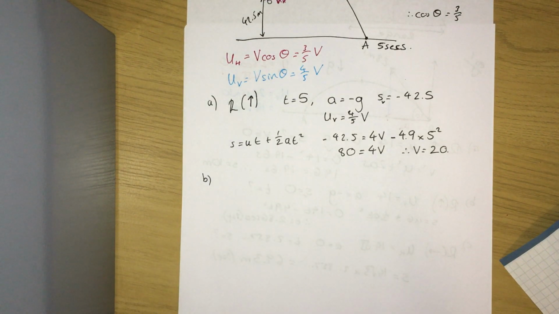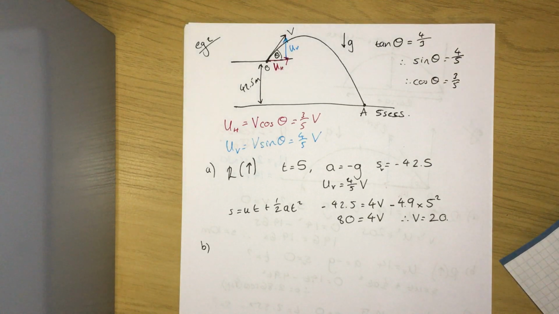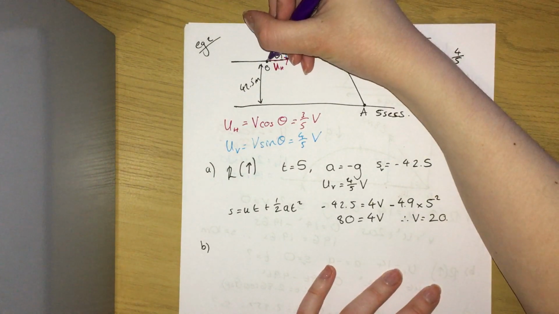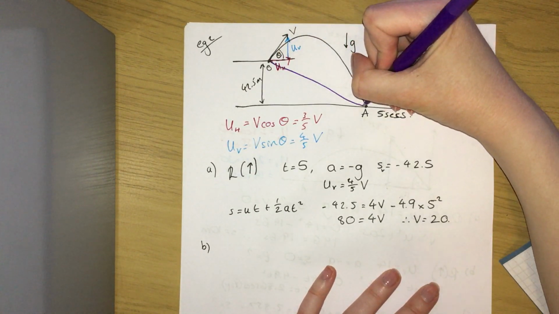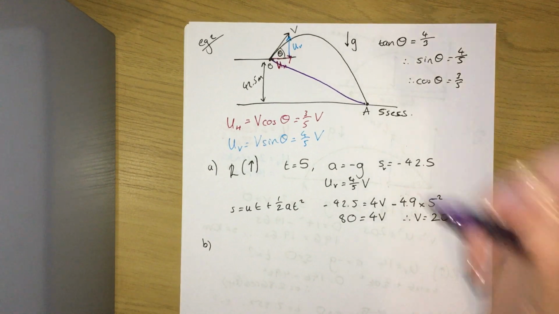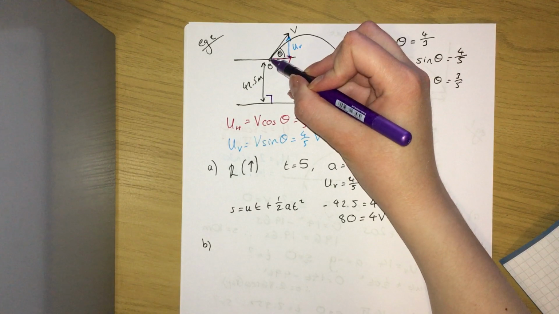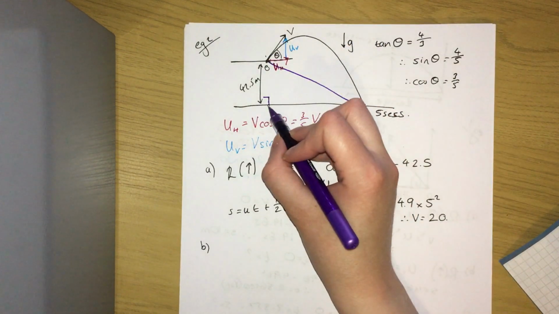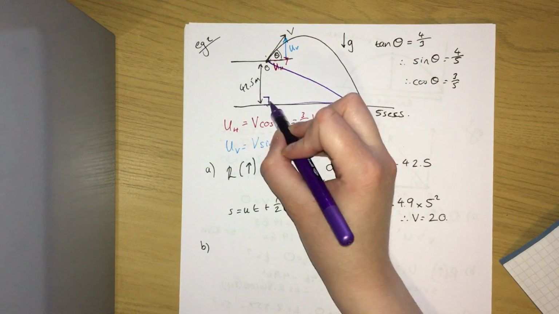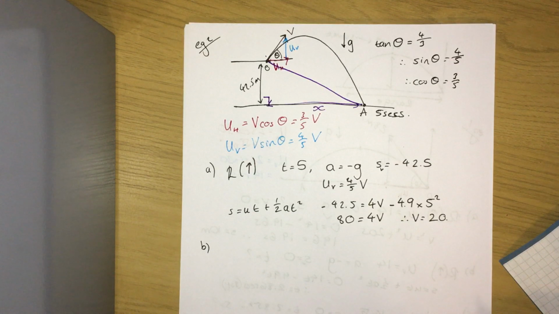B, find the distance OA. So actually I need to go back to my diagram here. Now the distance OA means the literal distance between them. So what I can do is create a right angle between the vertical displacement and the horizontal displacement, which I'm going to call x.